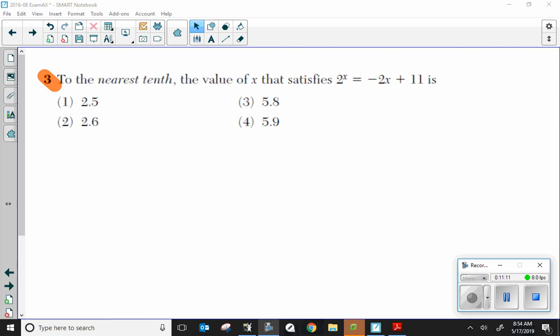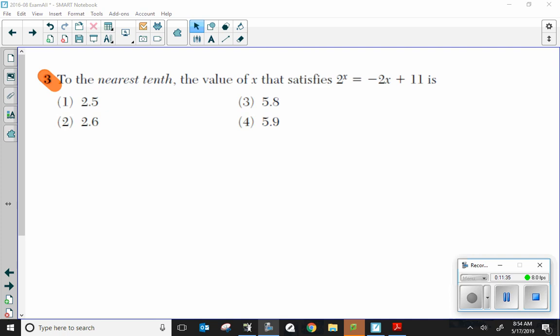I love me some calculator, people. All right, and number 3 is straight out of the calculator, straight out of the digital world. To the nearest tenth, which value of x would satisfy 2 raised to the x equals negative 2x plus 11? Now, one of these is the answer.